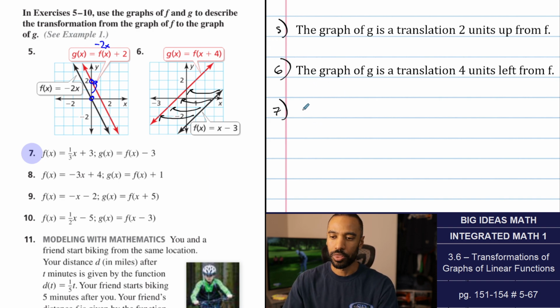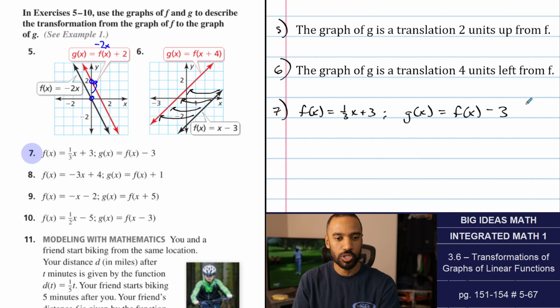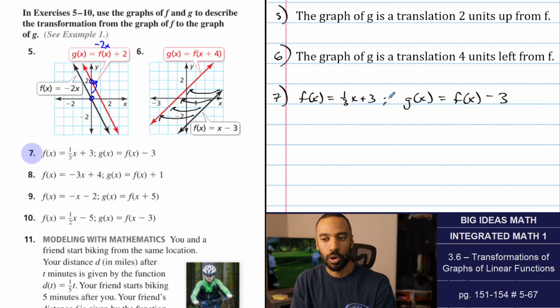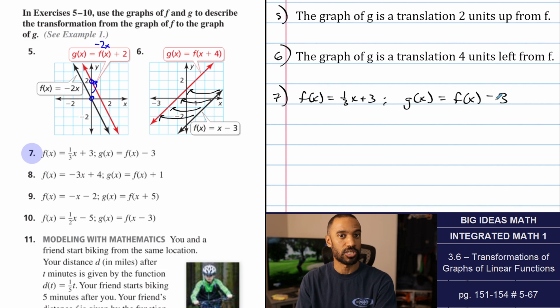f of x equals 1/3 x plus 3, and g of x equals f of x minus 3. I don't know if you've noticed from the previous ones, and actually, I'm going to go back to number 6 in just a moment to explain it. But I don't know if you've noticed in the previous ones, but I don't care what the original function is. I just care how it's being affected. We take the original function and we do this to it is what it's saying.